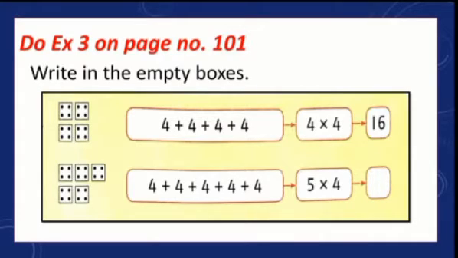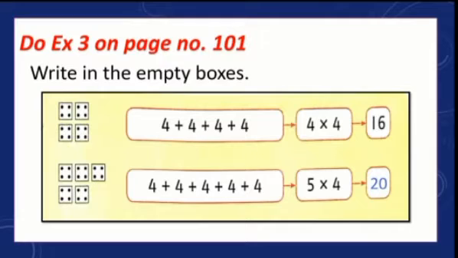Now in another example, how many dice are there? 5 dice are given which have 4 dots. So when we add 4 five times, the answer will be, yes, 20. And when we multiply 5 times 4, the answer remains the same, that is 20. Now complete all the parts, fill in the empty boxes in the book.